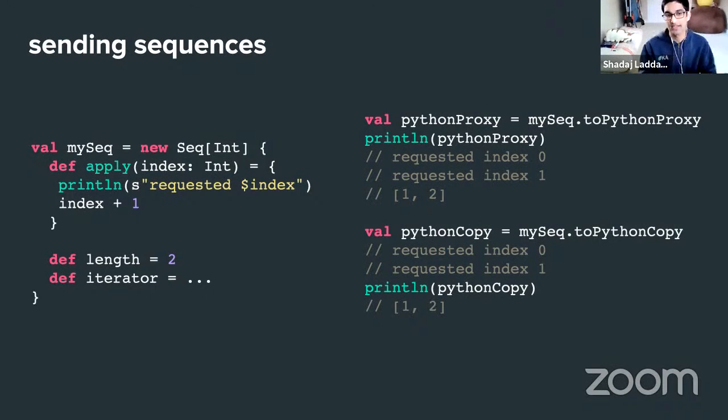So you can see here, if we have a side effecting apply, that means that as the Python proxy is being loaded, we'll be requesting those indexes from the original Scala sequence. So this is really nice for low memory utilization and being lazy with the conversion of values. But in some situations, if you have a large data set that you know Python will be accessing very frequently, you want to instead copy the data over into the Python interpreter. And so we offer an API for that as well, which just copies the data instead.